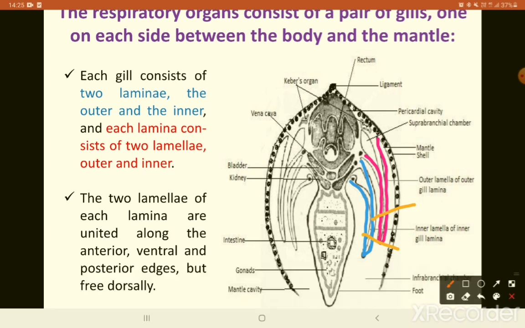Once you understand this, it becomes very easy. Just because they are present in these two folds, it gives a W kind of appearance. Now, because of the presence of these ctenidia, this divides the mantle cavity on each side into a larger ventral inhalent infrabranchial chamber.